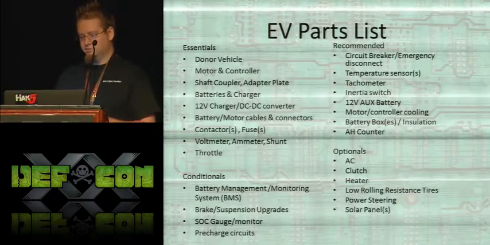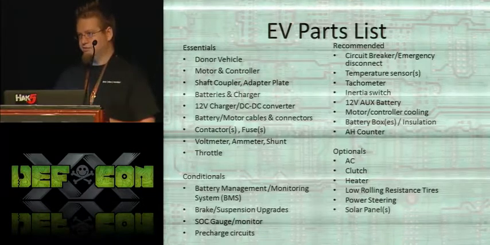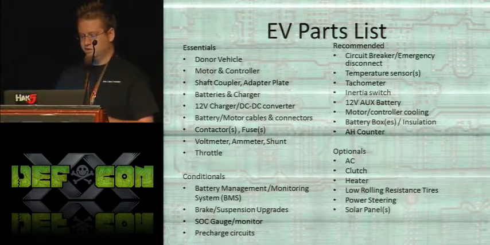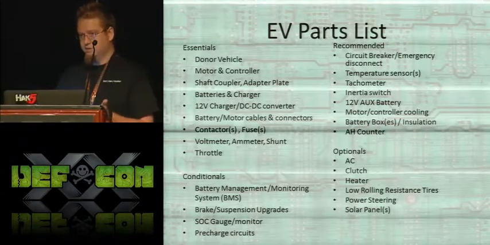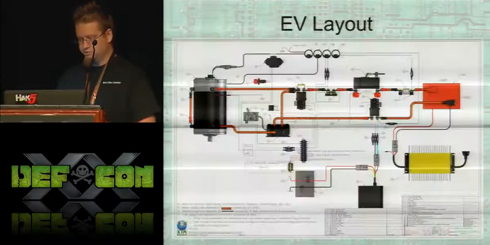Here's a list of parts. I don't expect you to be able to read all of them from here, but it's on the slides so you can refer to it if you're interested. The big things, of course, are the donor vehicle, the motor and your controller, your shaft coupler and adapter plate, batteries, charger, and then you have contactors that are big relays and a bunch of other little things. I'll talk about the big ones here.